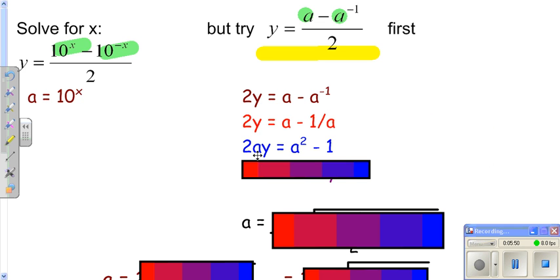Multiply this by a, we get this. A times a is a squared. 1 over a times your a is 1. We're trying to solve it for a. You'll notice it's quadratic in terms of a because you have an a squared and an a to the first, so you're going to want to go ahead and set it equal to 0.